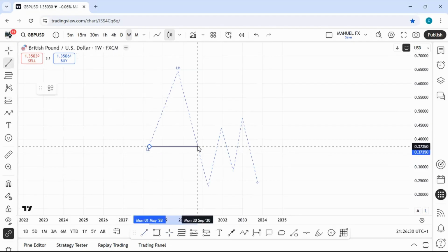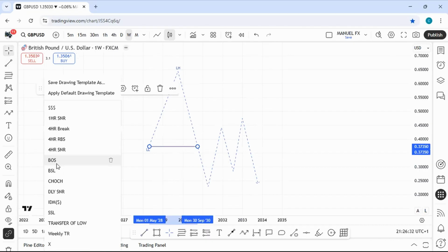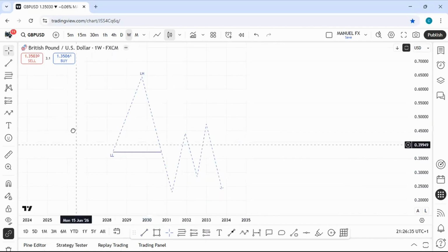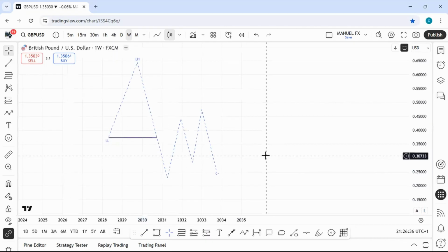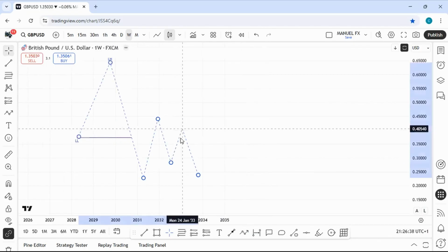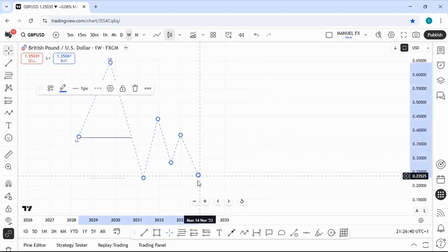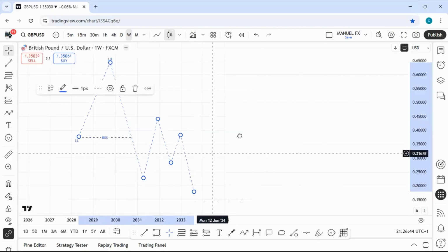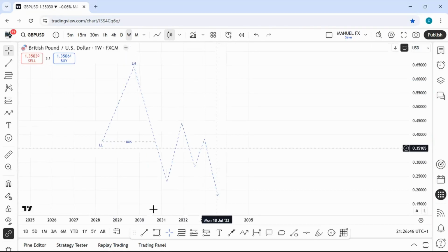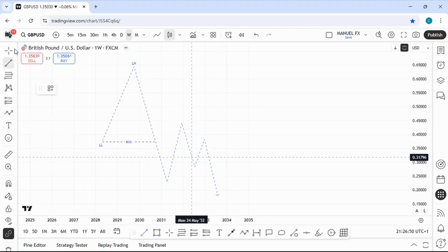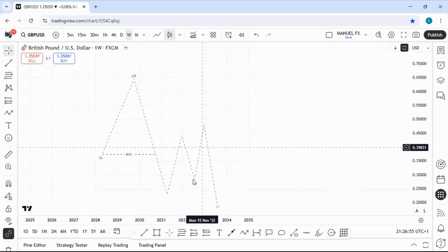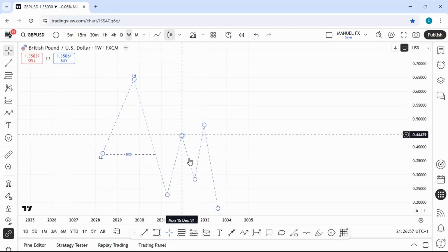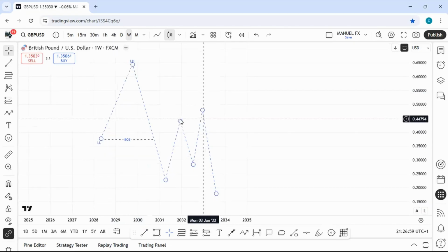Now, if this is the monthly time frame break of structure, then it means that we are going to move down to the weekly time frame. Once we move down to the weekly time frame and we see this, I told you that the first retracement is going to be an inducement. Now this is the first retracement. I told you that the high has to be broken.